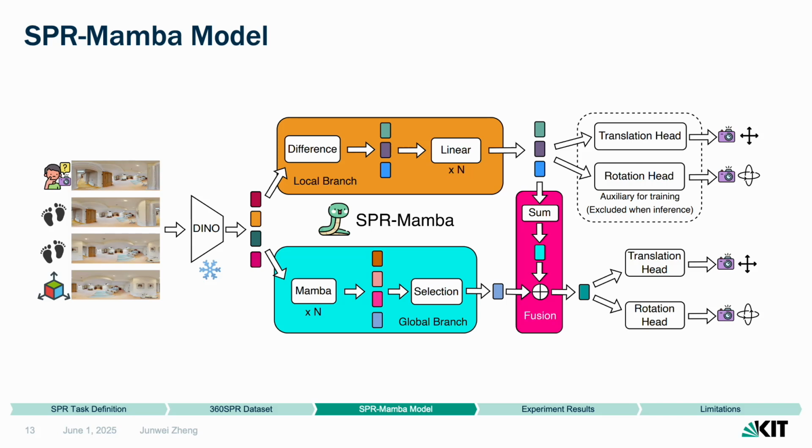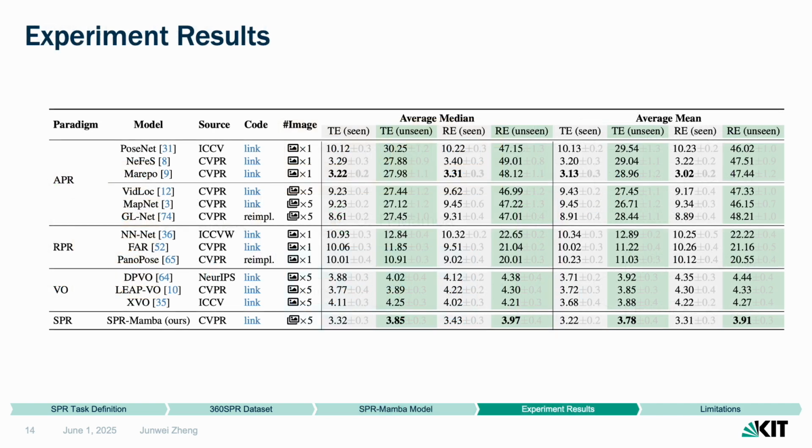Regarding the global branch, all features go through several Mamba layers and then only the last feature is selected to be outputted, since the last feature contains information of all previous frames. The outputted feature is fused with the outcomes of the local branch and then fed into the translation and rotation head for estimating the relative pose between the desired frame and the origin frame. SPR Mamba is designed for predicting poses in unseen environments.